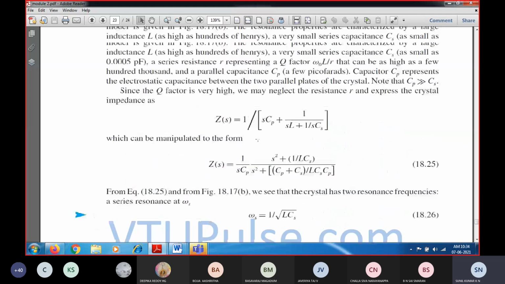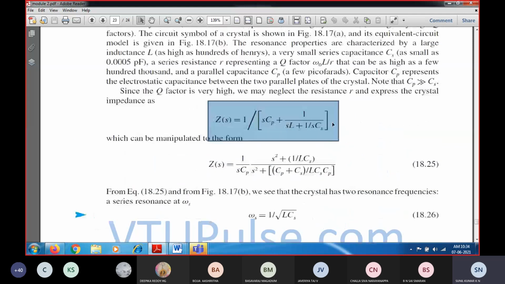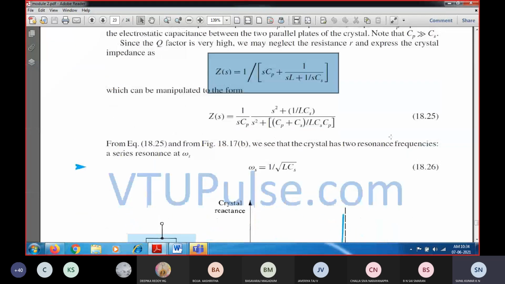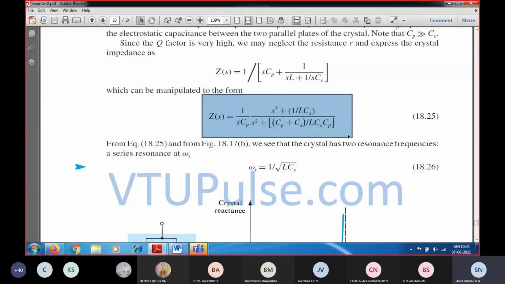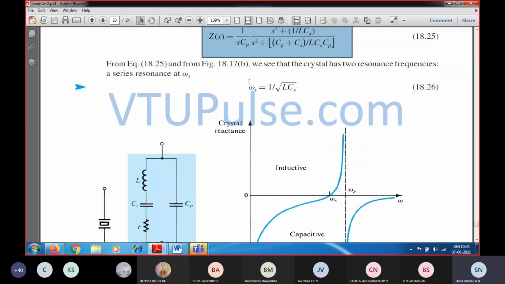So that is the total impedance, which you can manipulate and write in the form of z of s, divided like this. This is the simplified version. At the series resonance, this value will be dropped, and you are going to have L into Cs, the series capacitance along with the L. That gives the series resonance frequency.